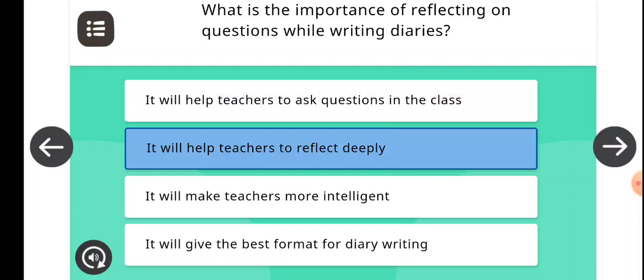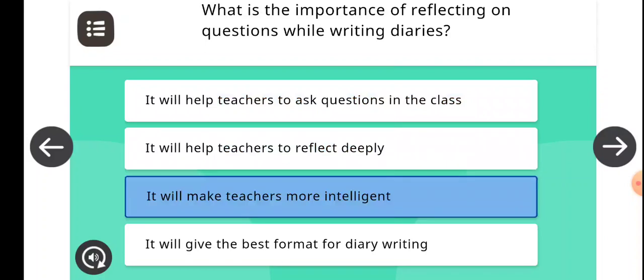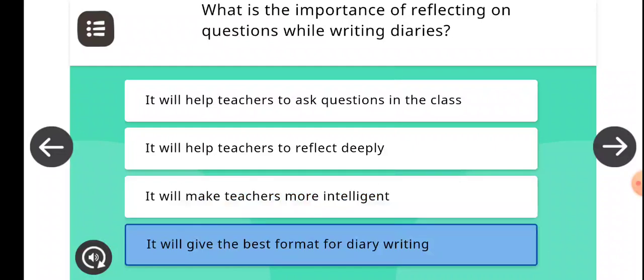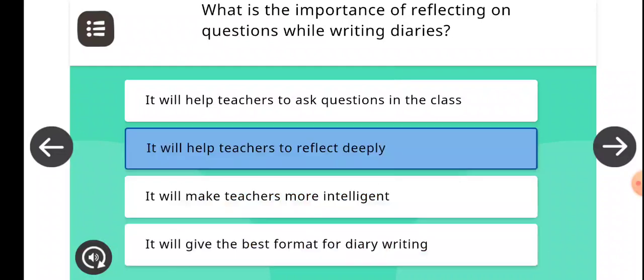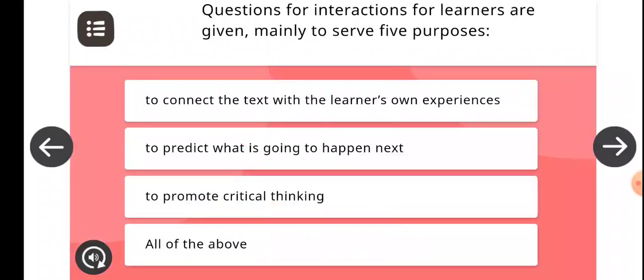But have a look at the other two options. It will make teachers more intelligent. Of course, somewhat. It will give the best format for diary writing. No, it is not the right answer. The correct option is B. Reflecting on questions while writing diaries will help the teachers to reflect deeply.